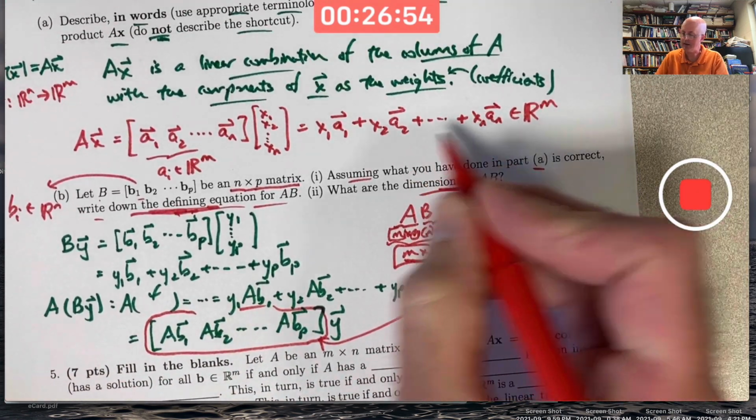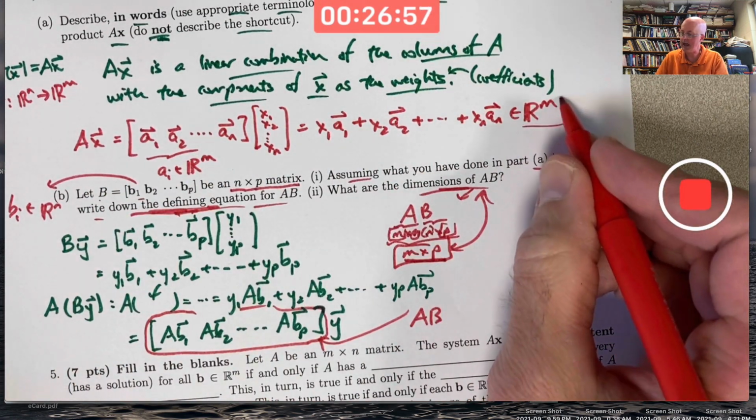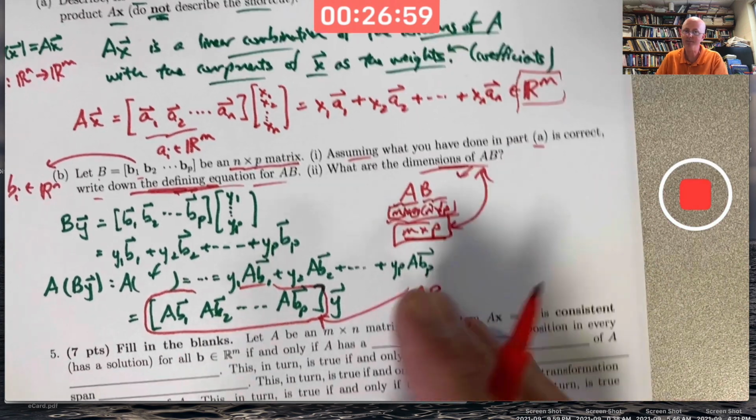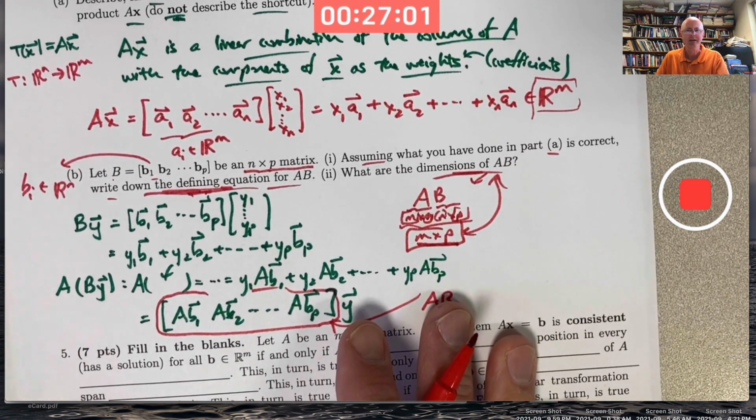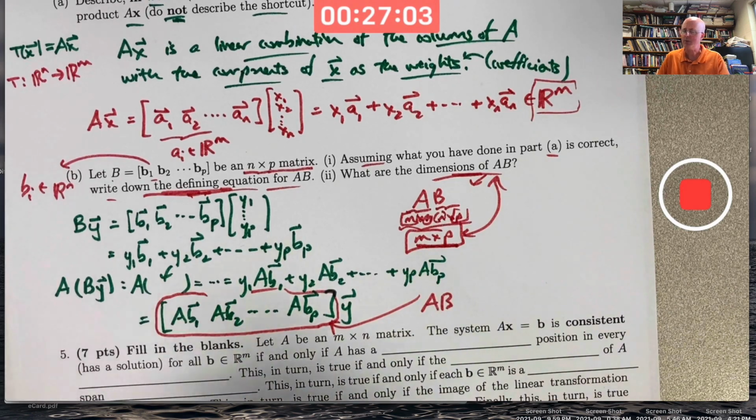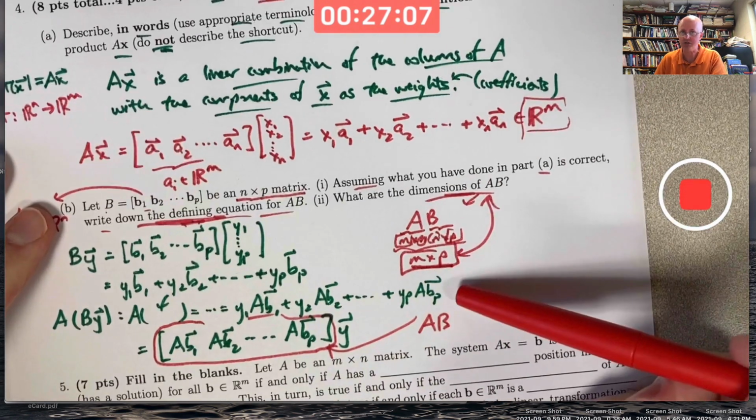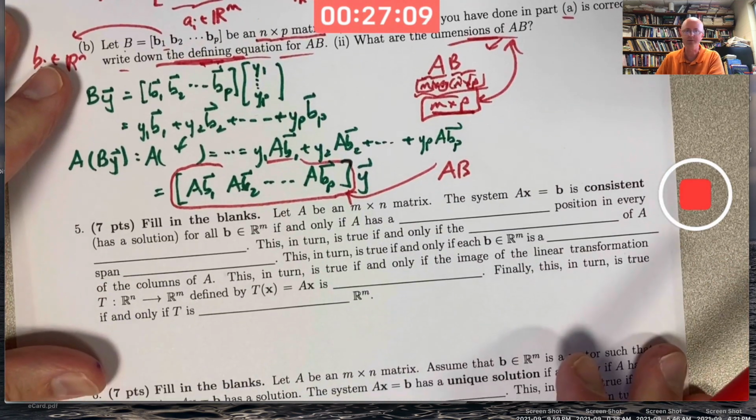Going back up here, it's like I'm multiplying A times x. I got m-dimensional vectors. Okay? So if you don't really know this stuff well, this seems pretty confusing. If you want to know linear algebra well, this is essential. Okay? You got to know this stuff.